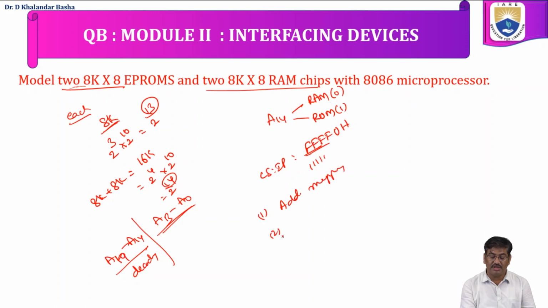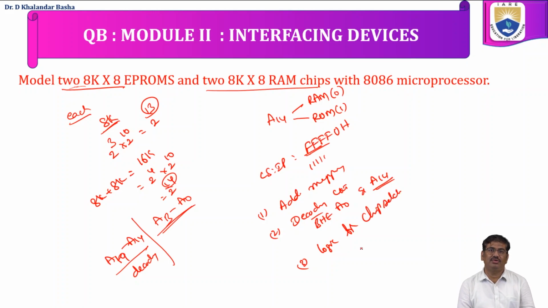Once the address mapping is generated, then comes the decoding circuit. The decoding circuit will consist of BHE bar and A0, which decide how much data transaction there is, either 16-bit, upper 8 bits, or lower 8 bits. As the data transaction is with respect to ROM or RAM, one more control signal will be used; in this example, A14. Once the decoding circuit is done, we have to find the logic for chip select. These are the various steps to model the memory interfacing with the 8086 processor.